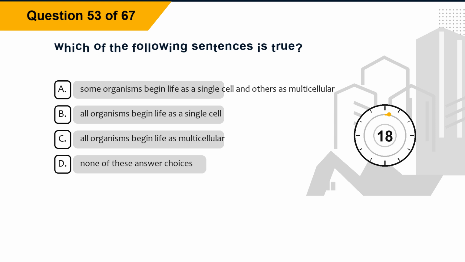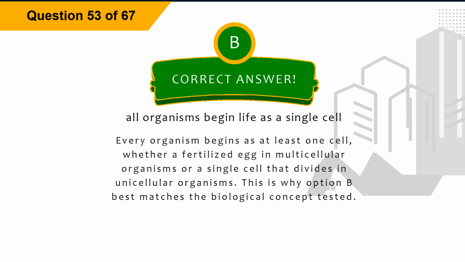Question 53. Which of the following sentences is true? Option A, some organisms begin life as a single cell and others as multicellular. Option B, all organisms begin life as a single cell. Option C, all organisms begin life as multicellular. Option D, none of these answer choices. The correct answer is option B, all organisms begin life as a single cell.